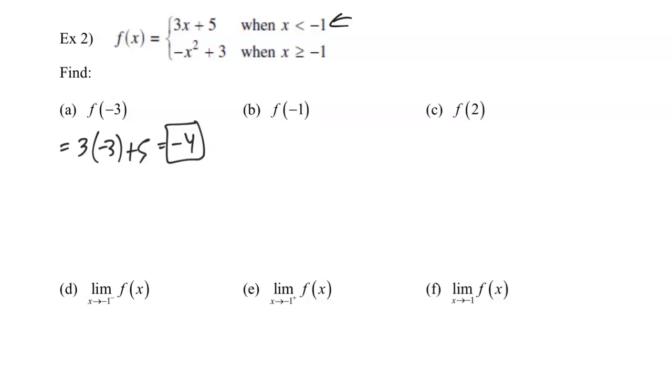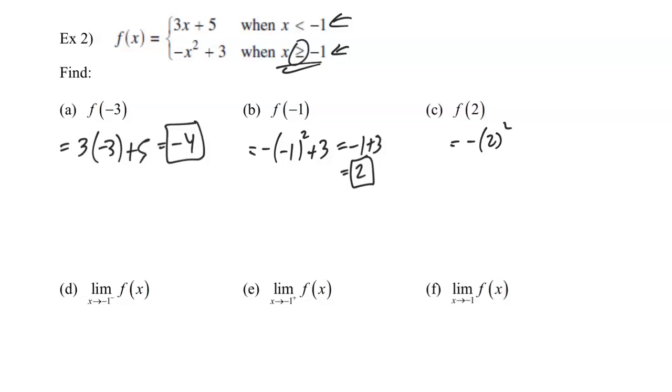For f of negative 1, we're going to have to go into the second piece because that's where the equal bar is located on the inequality symbol. And so this is going to equal the opposite of negative 1 squared plus 3, which is going to be negative 1 plus 3, which is equal to 2. And then finally, f of 2, since 2 is greater than negative 1, we're going to use the bottom piece. And so this is going to equal the opposite of 2 squared plus 3, which is going to be the opposite of 4 plus 3, which is equal to negative 1.